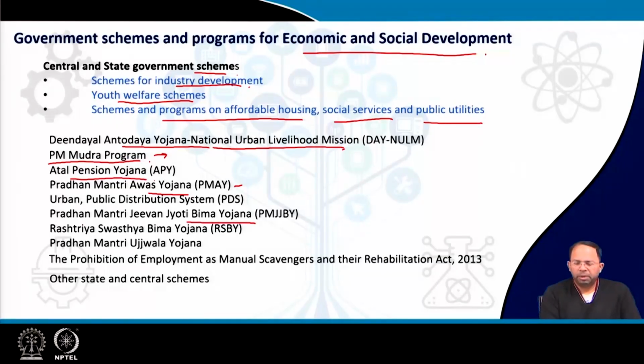Pradhan Mantri Jivan Jyoti Bima Yojana. Again, this is an insurance program. Rashtriya Swasthya Bima Yojana, a health insurance program. Pradhan Mantri Ujjwala Yojana. This is where the government is providing gas connections for households so that women don't have to go and gather firewood, or suffer the smoke that comes out of cooking using firewood. And the Prohibition of Employment as Manual Scavengers and their Rehabilitation Act. We have discussed this earlier. And also there are several state and other central schemes as well.